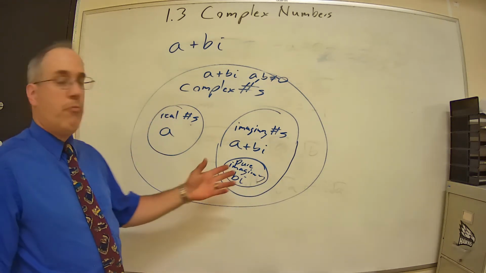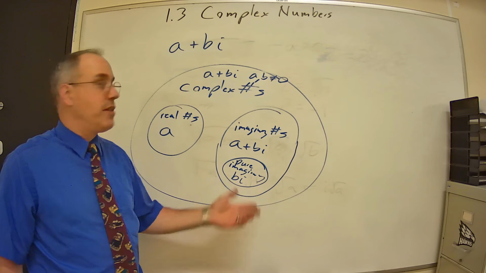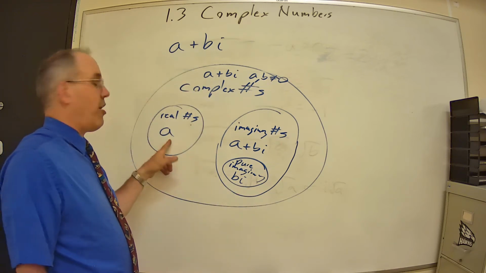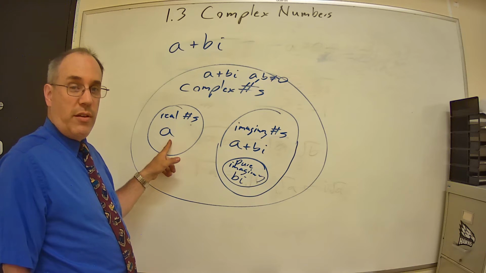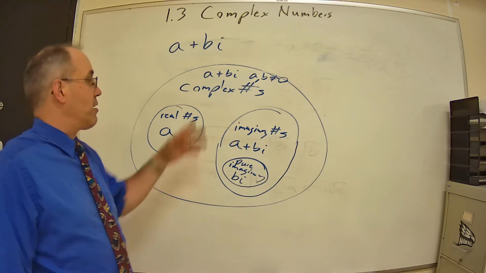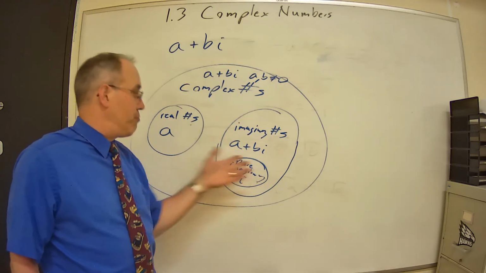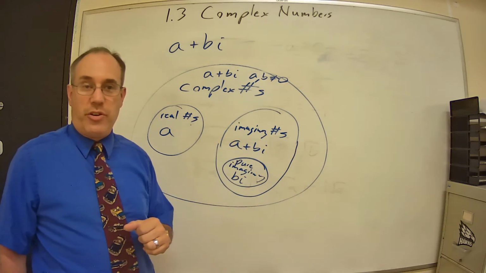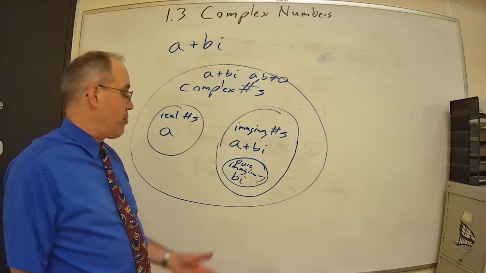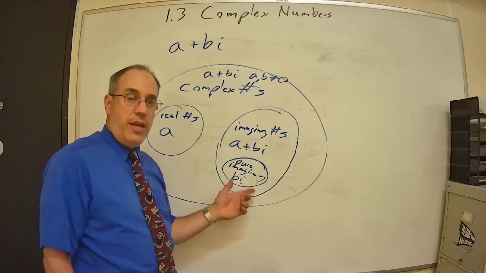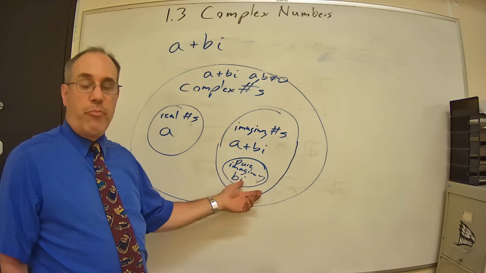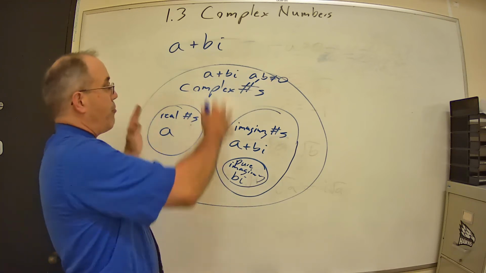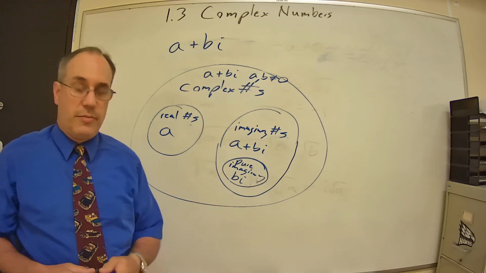Which is just bi. So we can end up with complex numbers that are purely real, they don't have an imaginary part. Complex numbers that are imaginary, and they include a real part and an imaginary part, and complex numbers that are pure imaginary, meaning that they have an imaginary part but they do not have a real part. So it kind of breaks up into these different pieces.